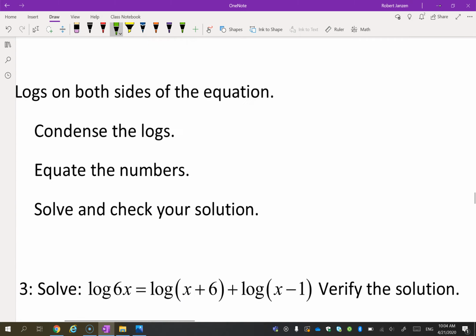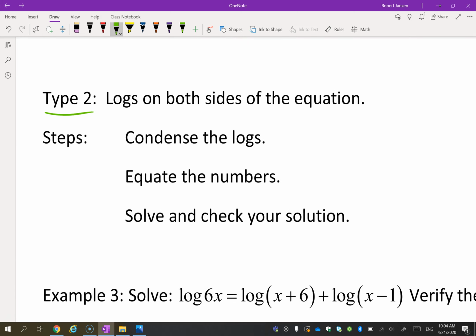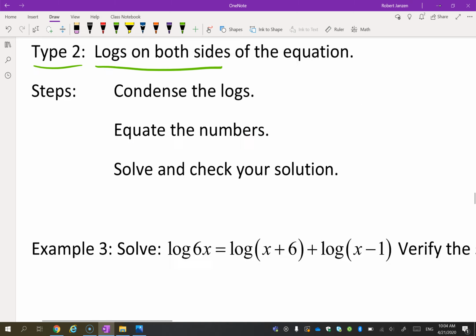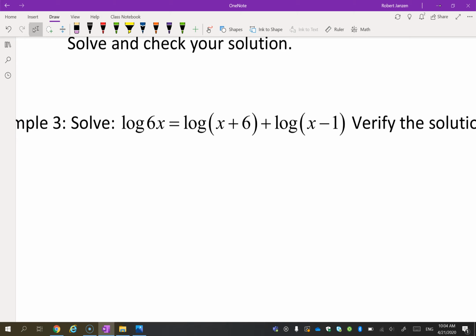Alright, now, type 2: logs on both sides of the equation. The steps are similar. We're going to condense the logs first, then you're going to equate the numbers. I'll show you what that means, and then we'll solve. So if you saw this question on a test, you would recognize, hey, wait, this one has logs on both sides. Your first step is going to be to condense the logs.